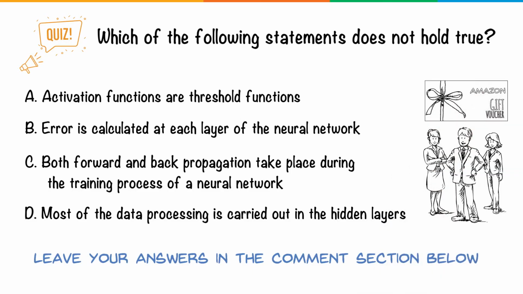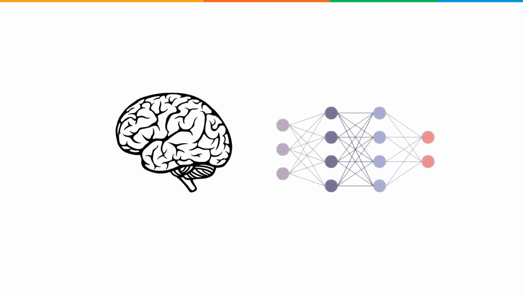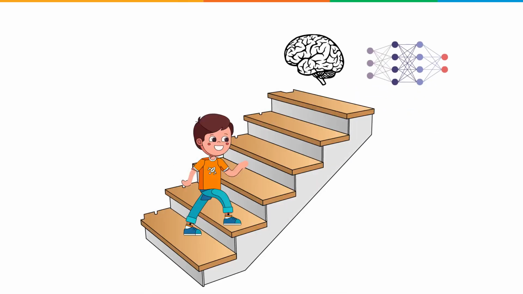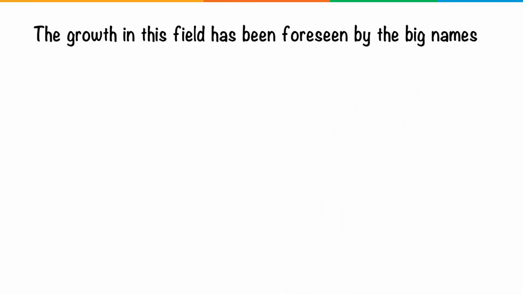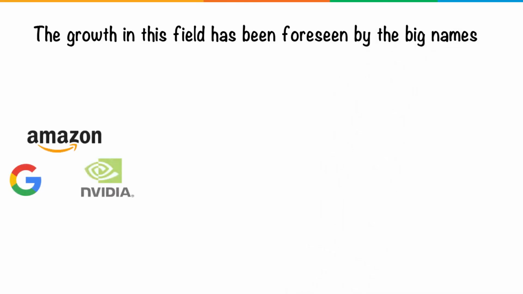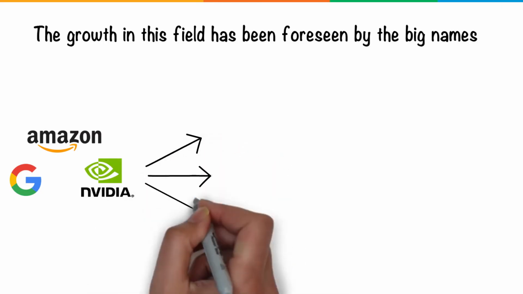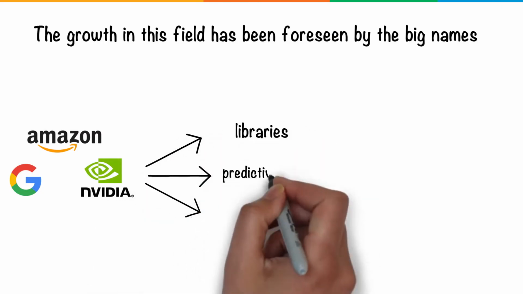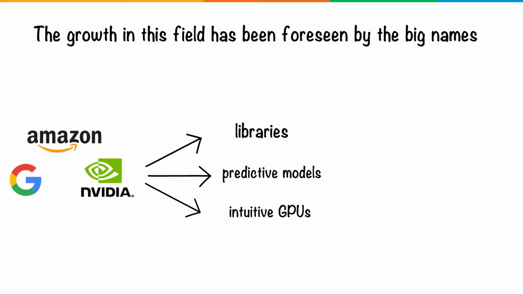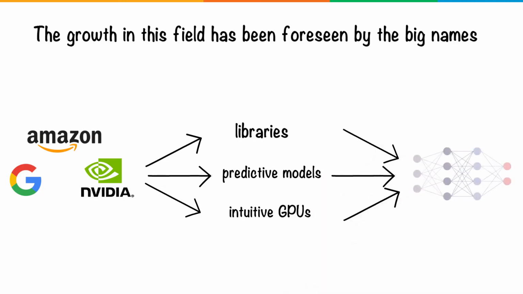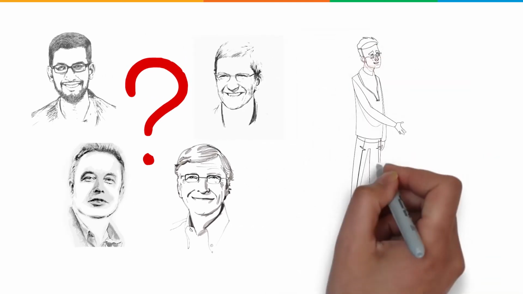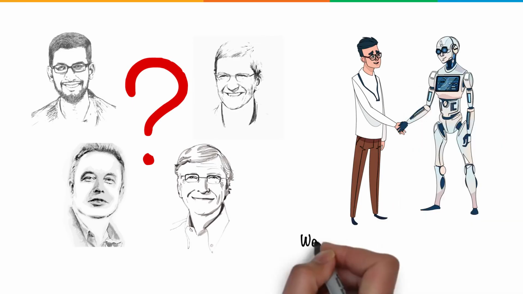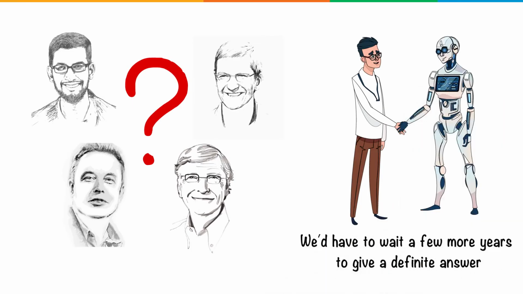With deep learning and neural networks, we are still taking baby steps. The growth in this field has been foreseen by the big names. Companies such as Google, Amazon, and NVIDIA have invested in developing products such as libraries, predictive models, and intuitive GPUs that support the implementation of neural networks. The question dividing the visionaries is on the reach of neural networks. To what extent can we replicate the human brain? We'd have to wait a few more years to give a definite answer.